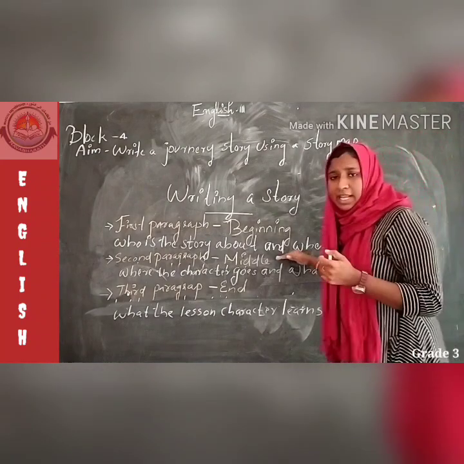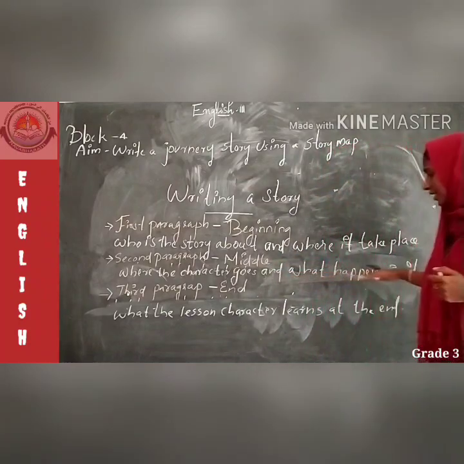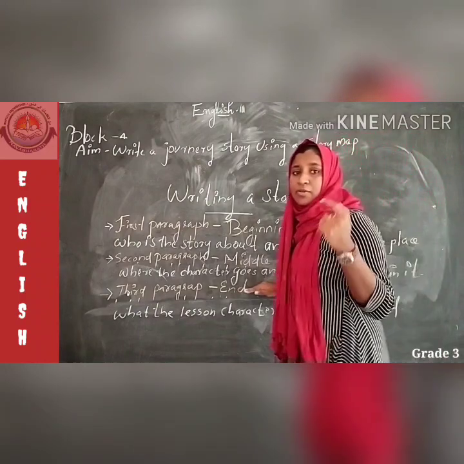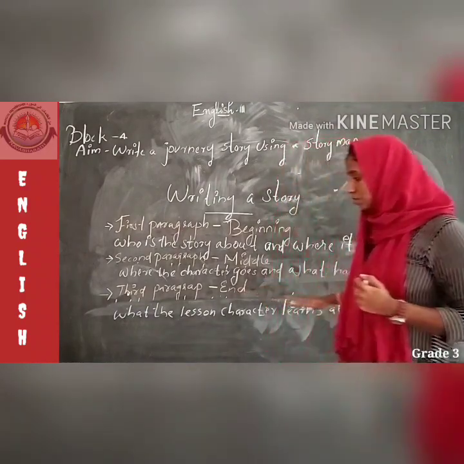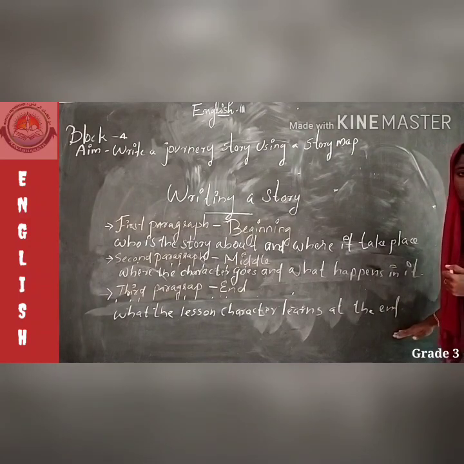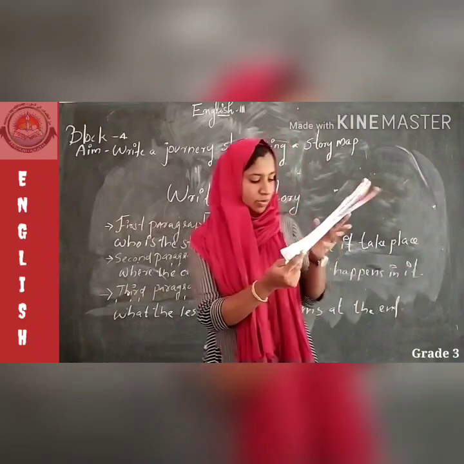And the second paragraph, we know that it is the middle, and you should write where the character goes and what happens in it. And the third paragraph, we plan our end, and you should write what lesson the character learns at the end, okay. Is it clear? Okay. So, take your English workbook.